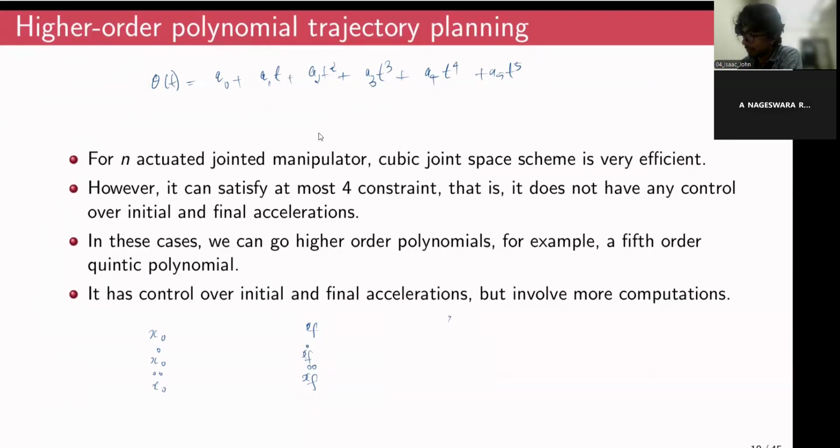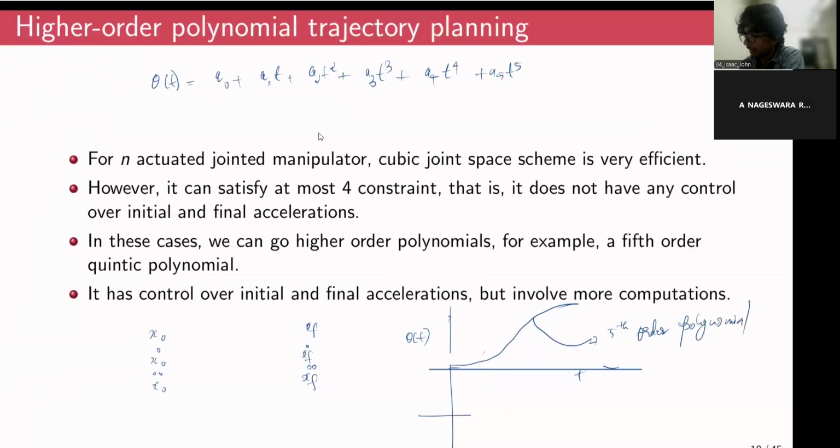So in that case, your position would be a fifth order polynomial. It will look something like this: theta of t versus t, this would be a fifth order polynomial. And your velocities would look something like this. Theta dot of t would be a fourth order polynomial.